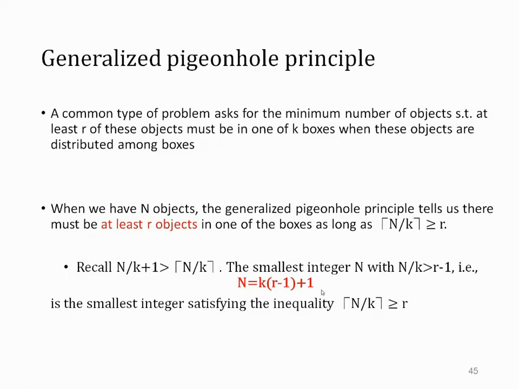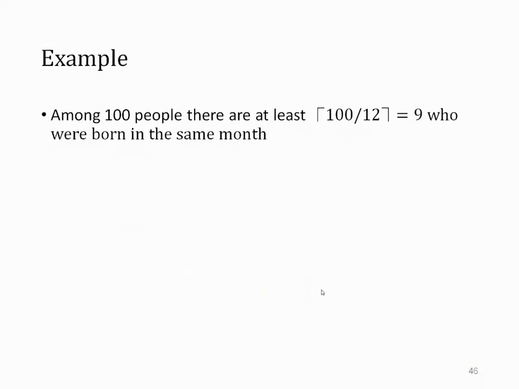r is the smallest integer satisfying the inequality n/k is greater than or equal to r. Among 100 people, there are at least 100/12, whose upper bound is 9, who were born in the same month.